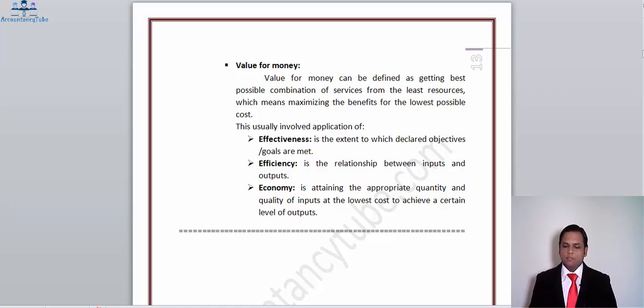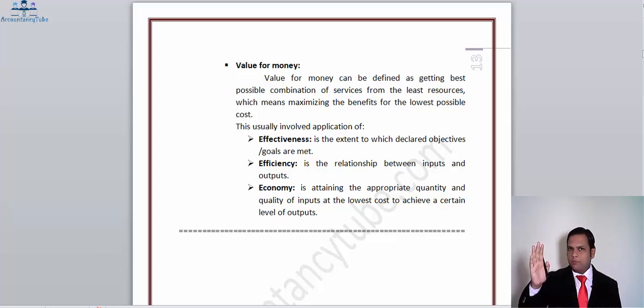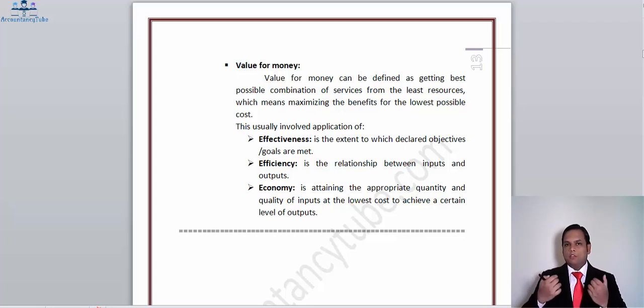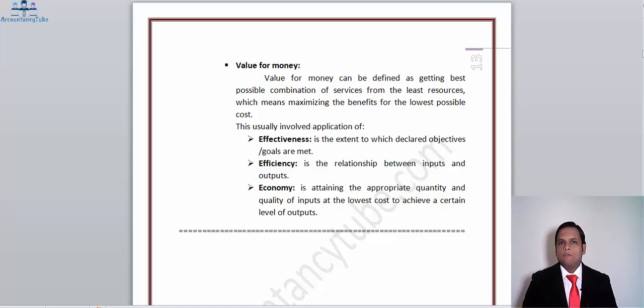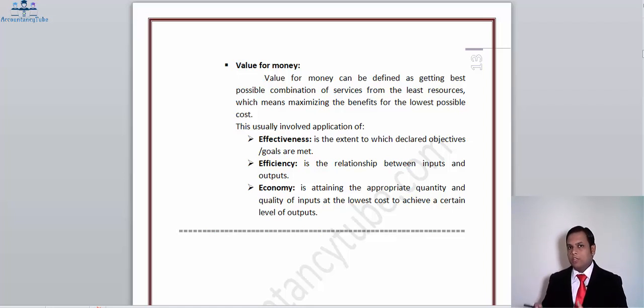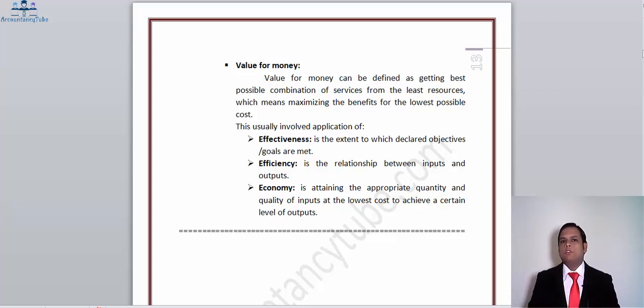Then we've got economy, which is attaining the appropriate quantity and quality of inputs at the lowest cost to achieve a certain level of outputs. Now that we know this is the output that we desire and this is the quality that we desire, instead of reducing the output, we focus on the cost of the input. Here we are talking mainly from the cost perspective. So the least cost incurred in producing those outputs means that the project was economic.